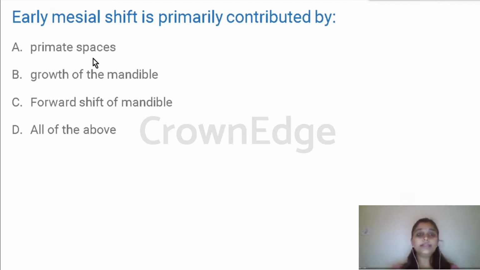Of course, secondarily, the growth of the mandible and the forward shift of the mandible also play a role. Okay. So if the question said early mesial shift is contributed by, all of the above would have been the correct answer. But the keyword here is primarily contributed by, so it is right to choose the primate space.